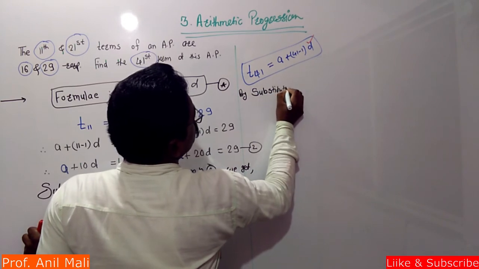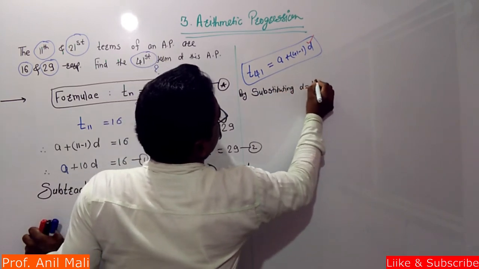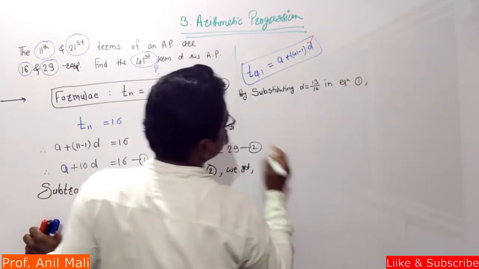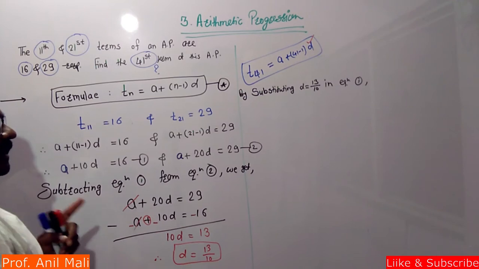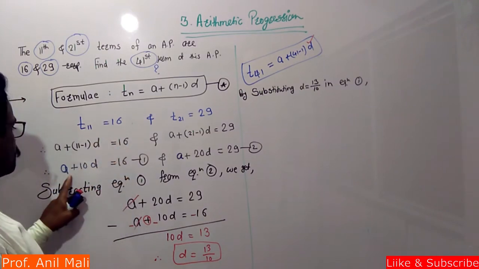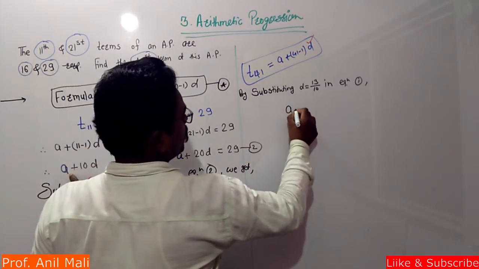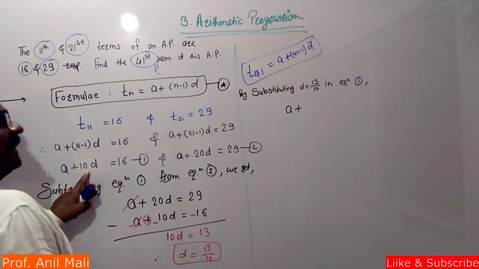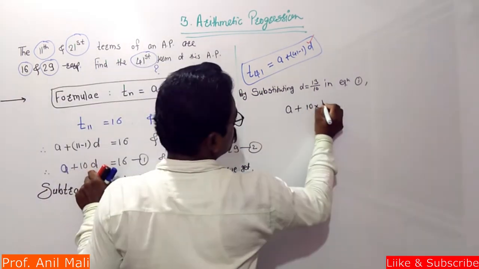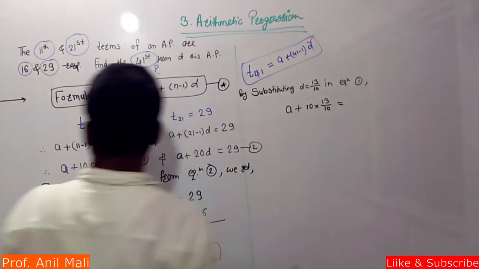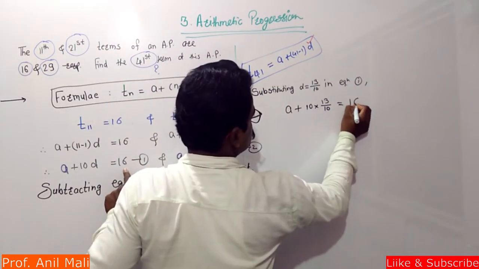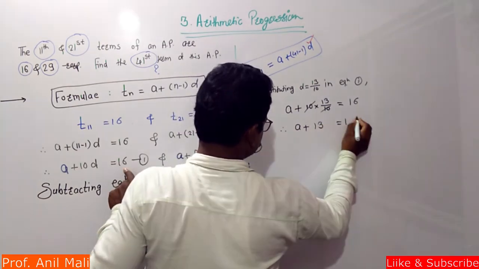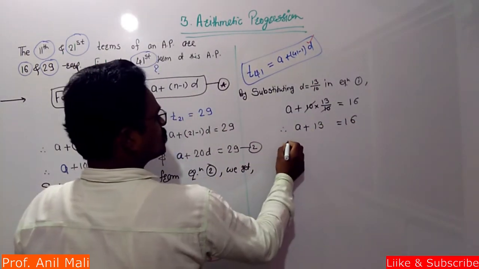Substituting D is equal to 13 by 10 in equation 1. By substituting D is equal to 13 by 10 in equation 1, it will become A plus 10D, which means 10 into 13 upon 10, is equal to 16. So the 10 gets cancelled. A plus 13 is equal to 16.